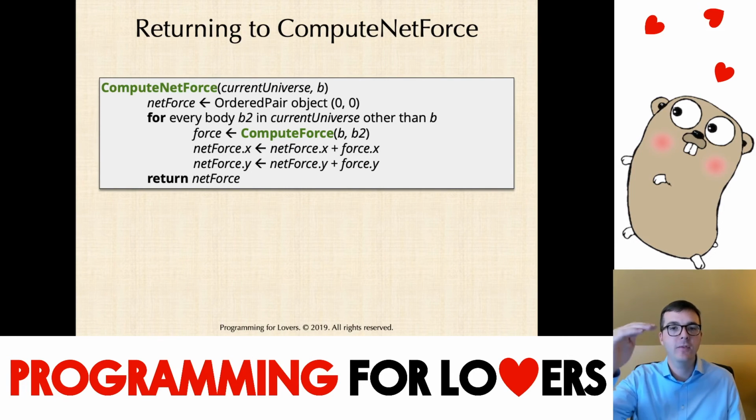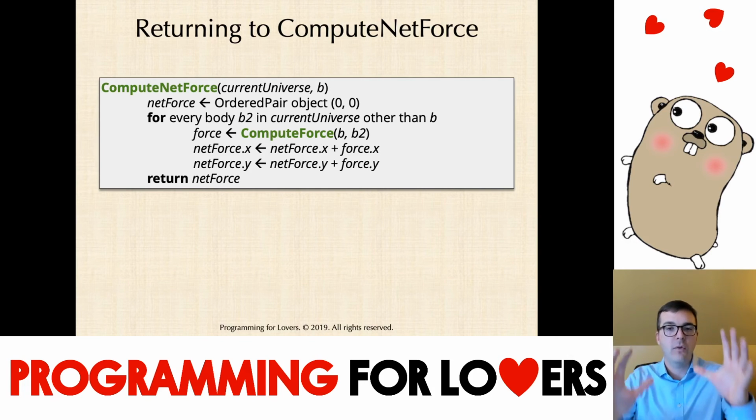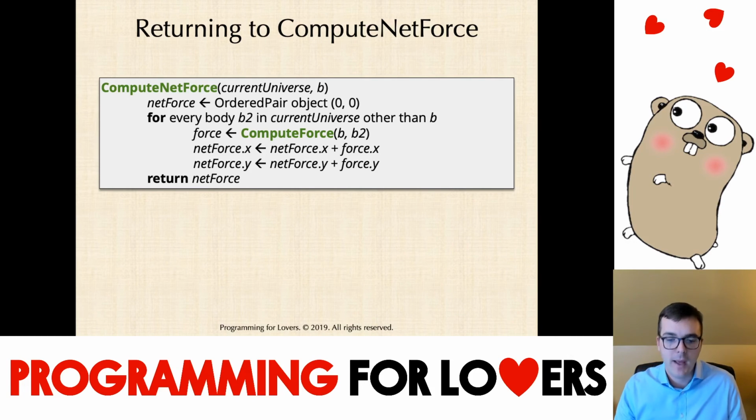And then the engine for this function is just to range over all the bodies other than B, compute the force that B2 acts on B with, according to the force of gravity. That will give me an ordered pair force, so it will have an x component and a y component, and then add the x component that we find to the net force's x component, add the y component of that force to the net force's y component, and if I do that ranging over every body in the universe other than B, I'll have my net force ordered pair.